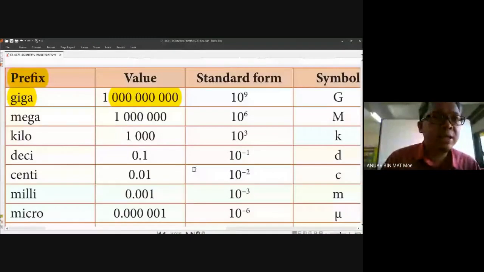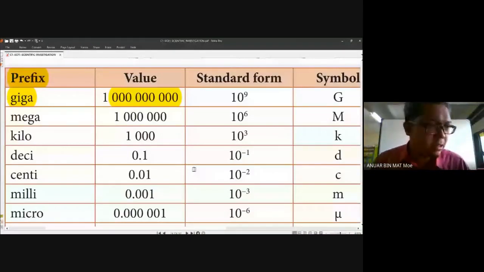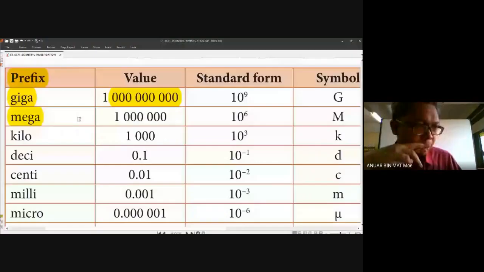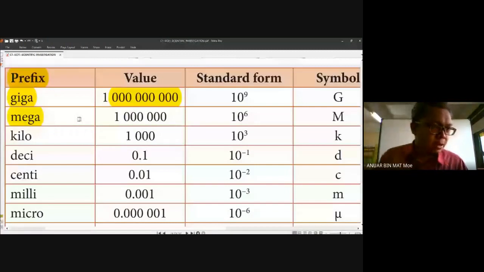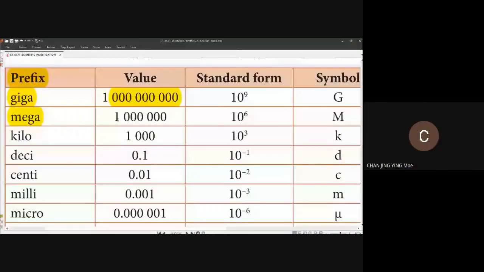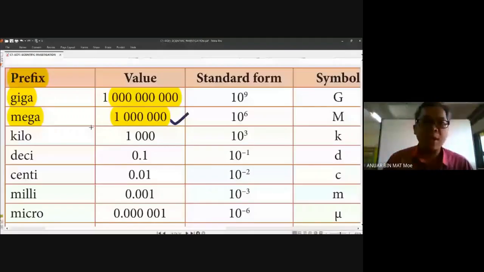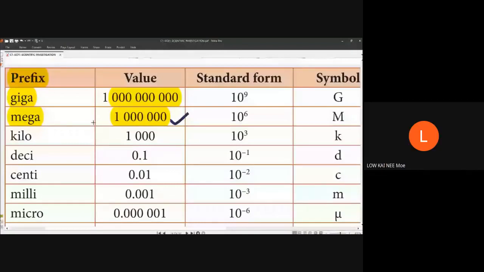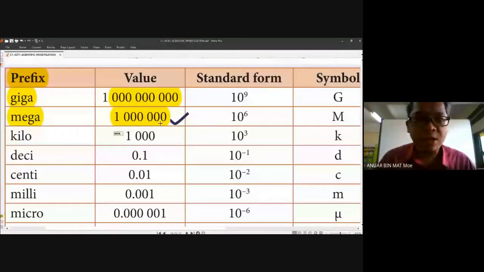Another example. The second one is mega. Mega is the prefix for 1 million. How many zeros in 1 million? Yes, there are 6 zeros in 1 million. So the prefix for 1 million, we call it mega. 1 mega.